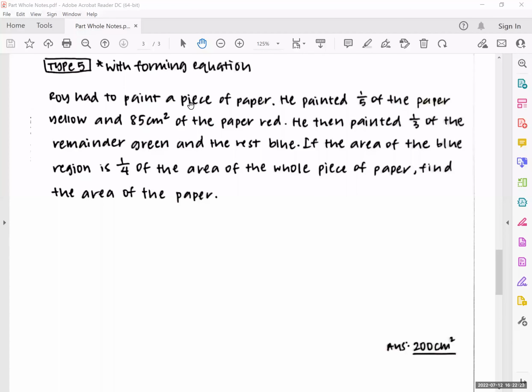Okay, so for the next part, this is the last one. They say that Roy had to paint a piece of paper. Okay, so the full paper, so let's see, we have yellow. So let's do yellow. He painted in yellow. So what does that mean? So I'll take my yellow.